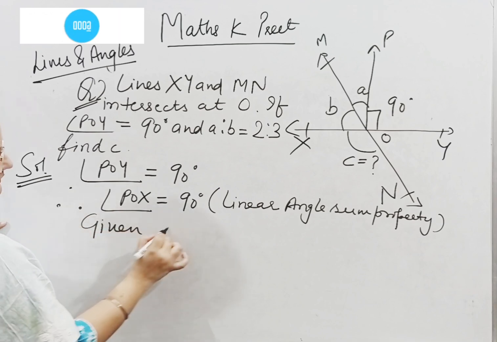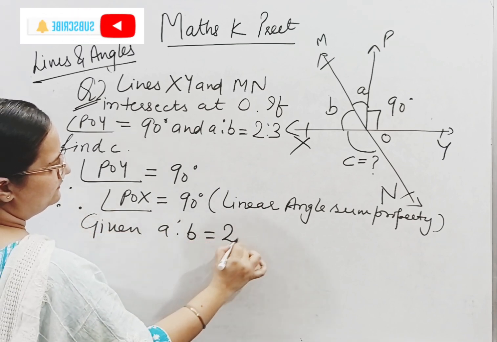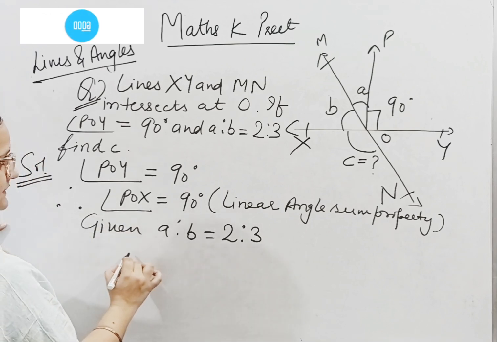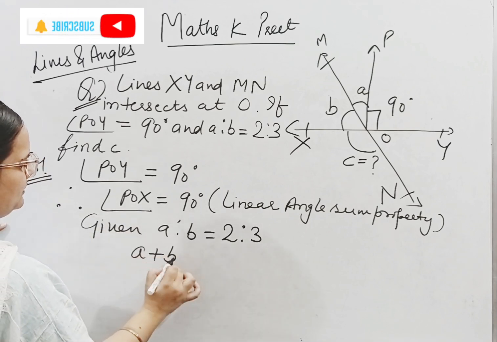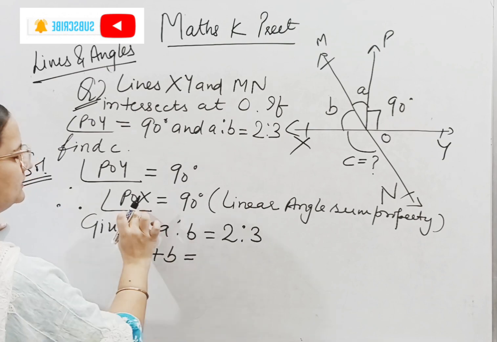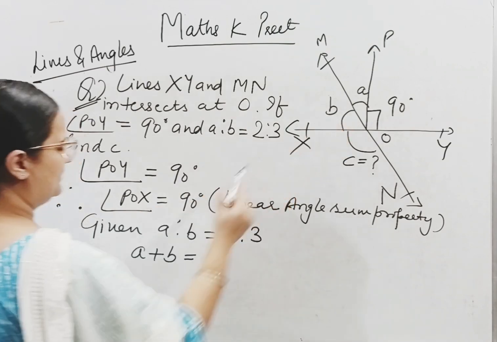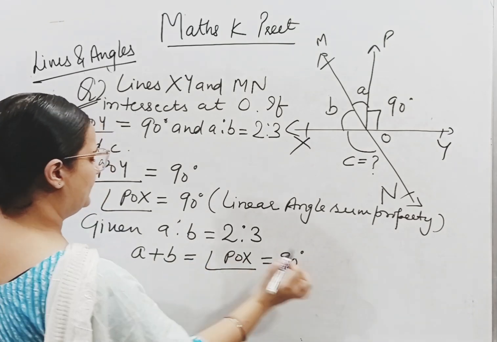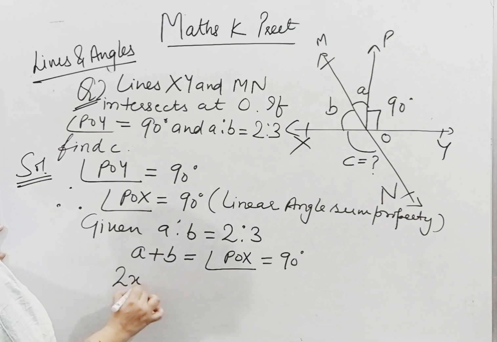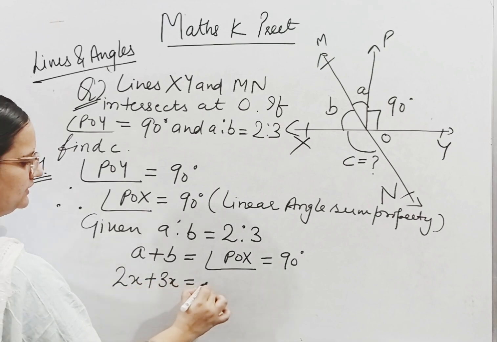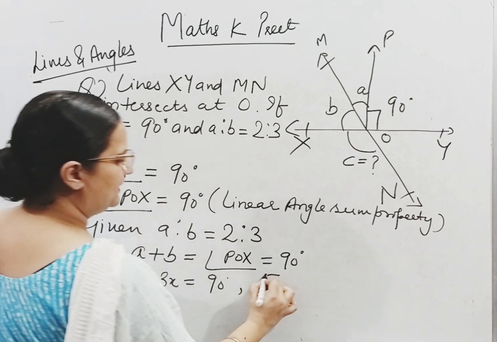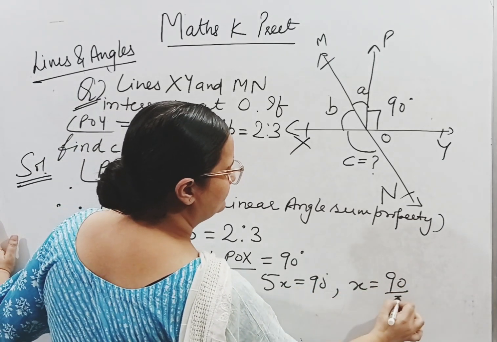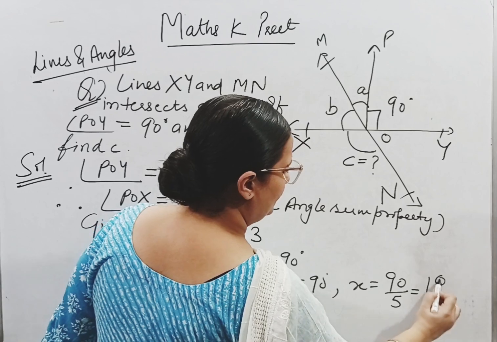Given ratio of A and B is 2:3. So we can write A plus B is equal to POX, which is forming with A and B. A plus B is equal to POX, that is equal to 90 degrees. So A can be written as 2x and B as 3x because these two angles are in ratio. So it will give us 5x is equal to 90. It will give us x equals 90 by 5, which is 18.